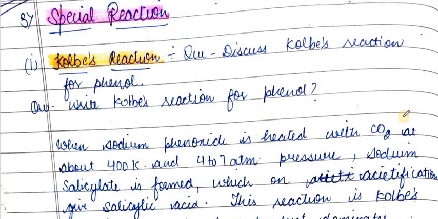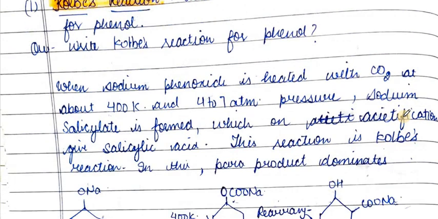So when sodium phenoxide is treated with carbon dioxide at about 400 Kelvin and 4 to 7 atmosphere pressure, sodium salicylate is formed, which on acidification gives salicylic acid. This reaction is Kolbe's reaction. In this, the para product dominates. Ortho and para both are formed, but the para product dominates.